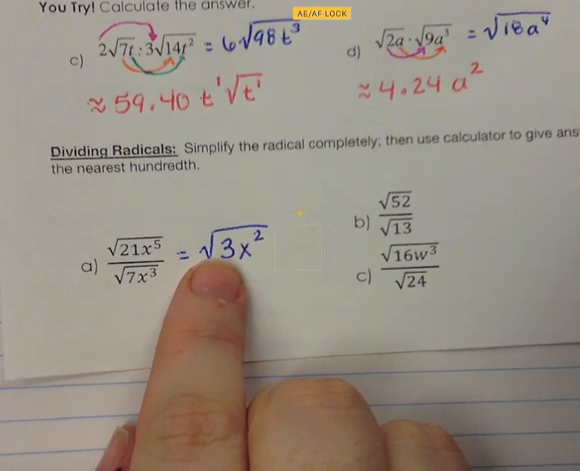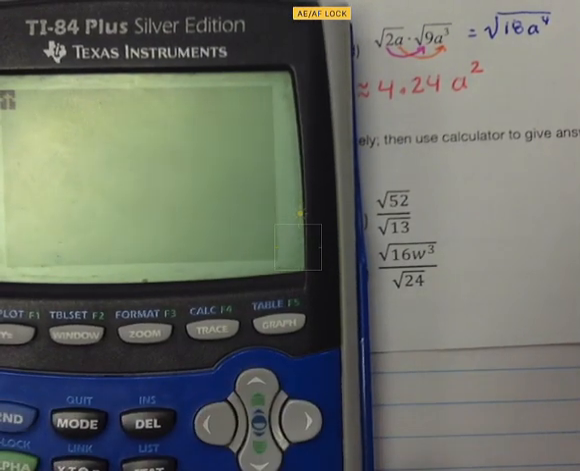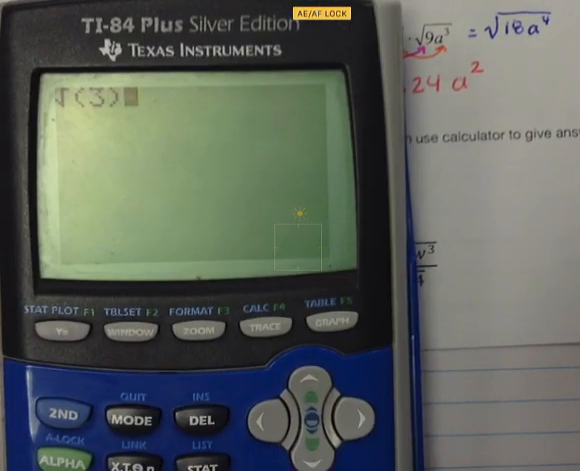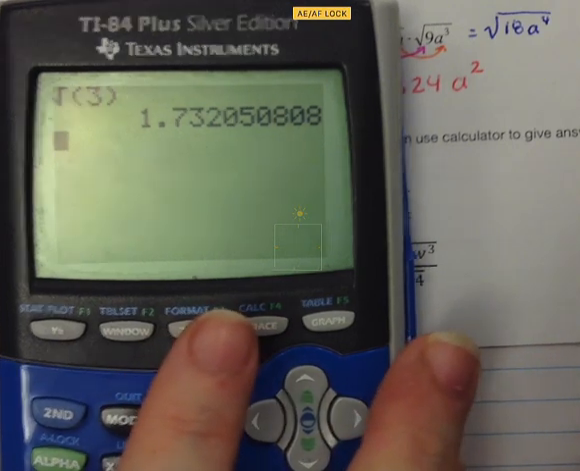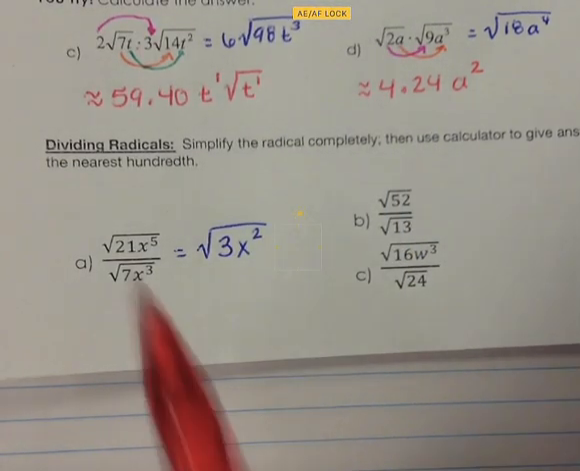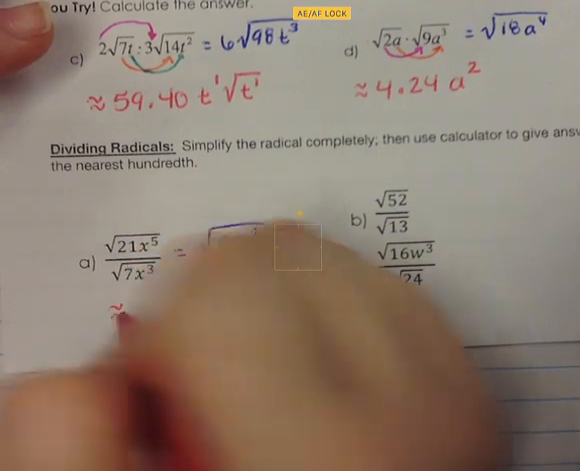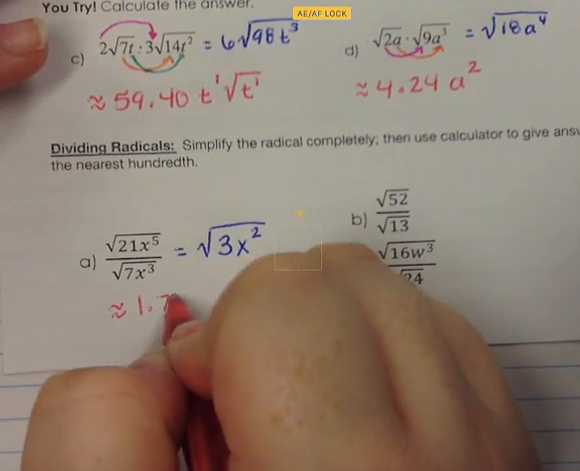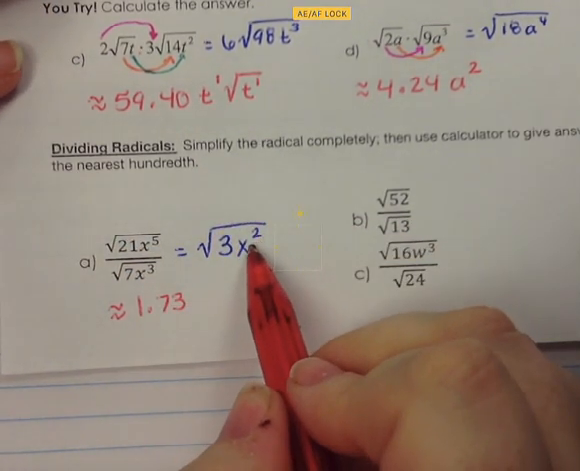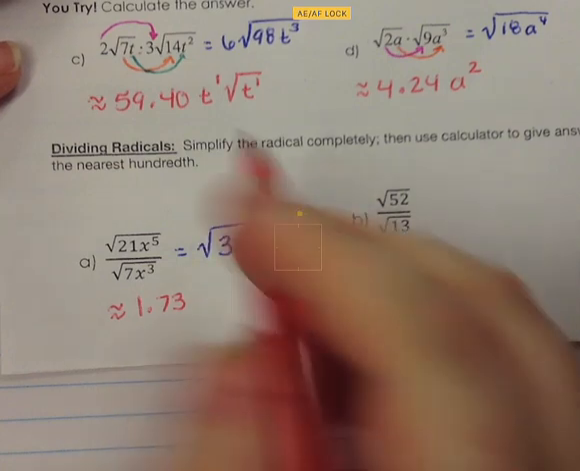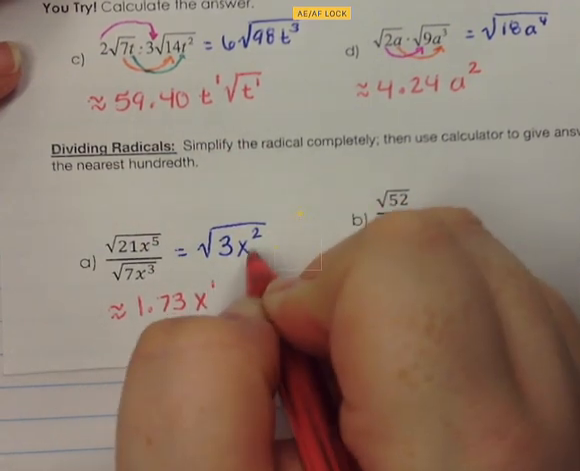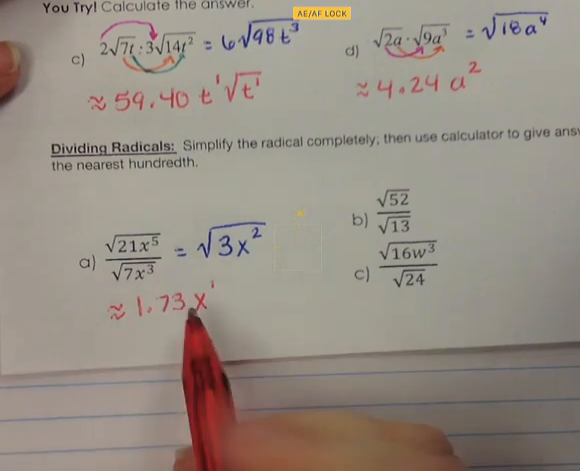So again, for the number, we want to take the square root of 3. Square root of 3, close parentheses. We get 1 and 73 hundredths. This is approximately 1 and 73 hundredths. And then we take the square root of x squared. 2 goes into 2 one time with nothing left over, so we have no radicand left. That's our final answer.